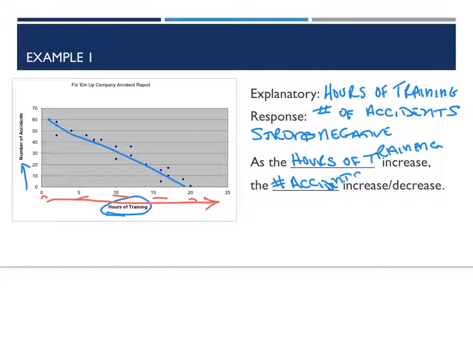What happens to the number of accidents as we go from left to right? So there's where we're kind of following our line. If we move along our line from left to right, our line is going down from left to right, so the number of accidents decrease. And that's what we would expect. If we have training, we would expect the accidents to decrease.